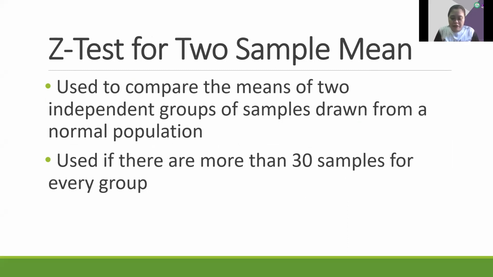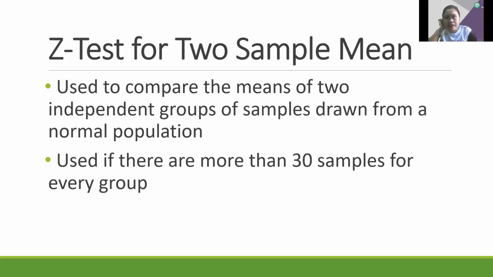So again, we have two groups here, two independent groups. When you say independent, they are different respondents, but they are grouped into two groups, and the answers of one group are not really associated with the answers of the second group, but we are comparing the two. And again, the two groups are drawn from a normal or the same population.